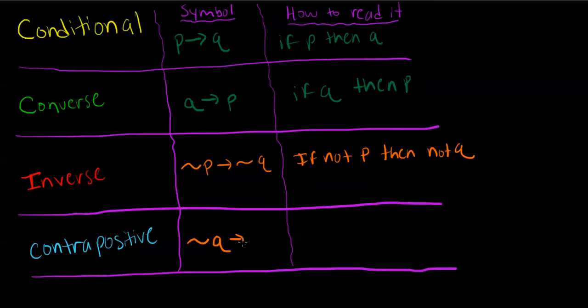Now we're going to look at contrapositive. Negate both the hypothesis and the conclusion of the converse. So we have the squiggly lines again, Q, then P. So if we were to read this: if not Q, then not P. This is basically a combination of converse and inverse. You're negating and then flipping.